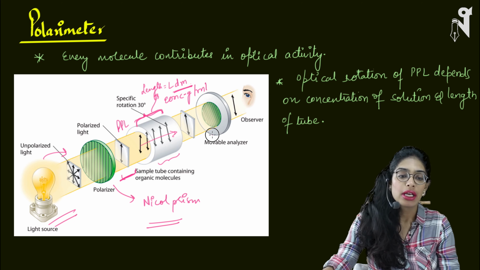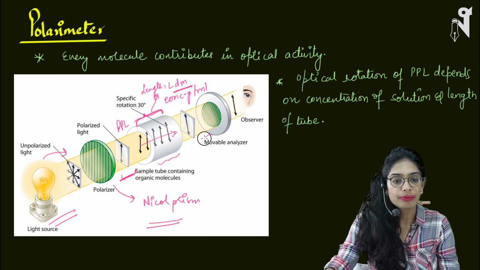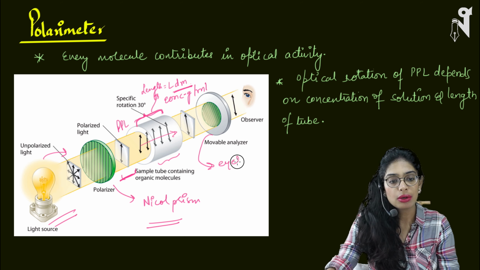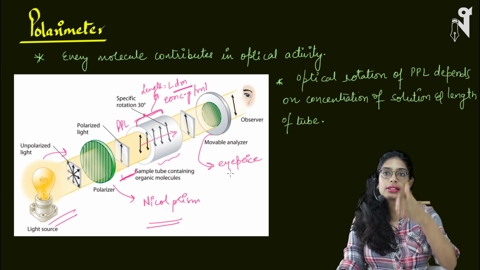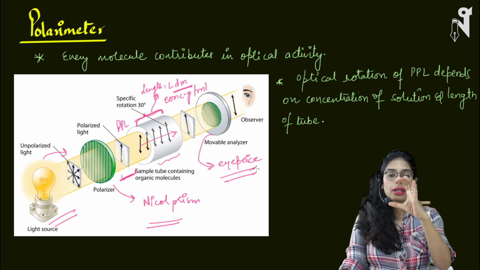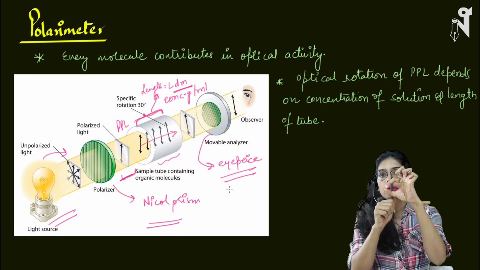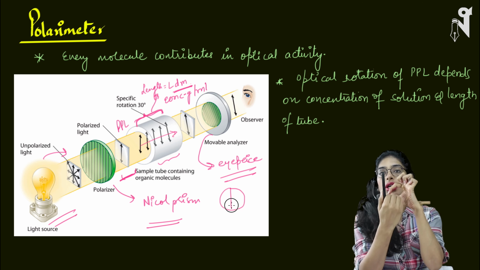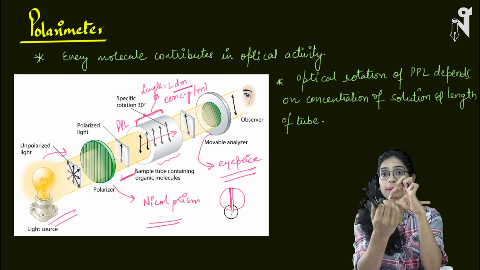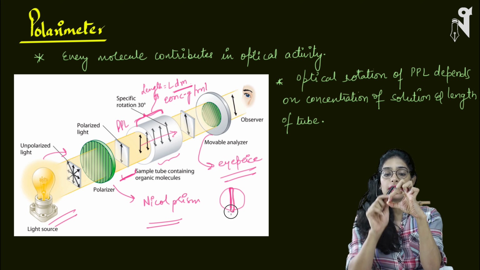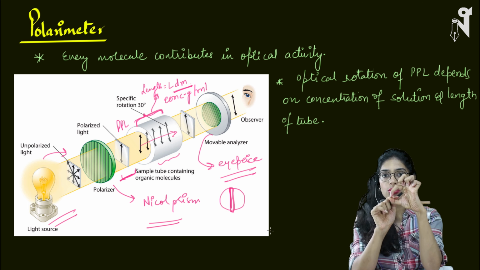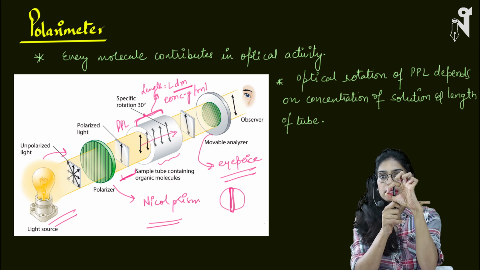So how do we check it? There is an eyepiece over here, you can call it the analyzer, where again there is a slit, and the slit is straight. So it's like I have an eyepiece over here with the slit in the center. Now when the light is passing through the organic compound, and if the plane polarized light is coming straight, then I can see the light through the slit. Let's assume this is the slit. I can see the light through that slit.